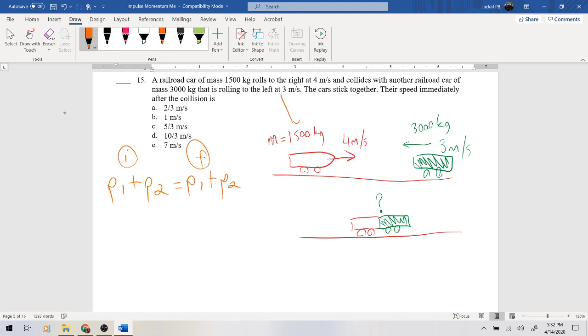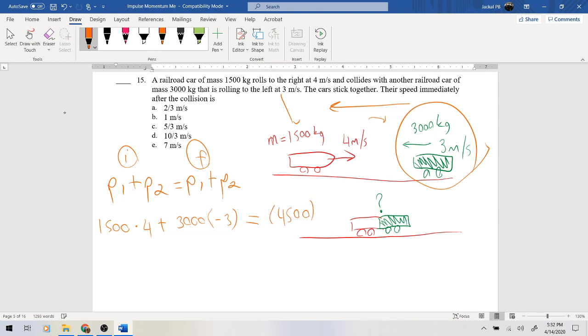So the initial momentum is 1,500 times 4 plus 3,000 times, and this is the key part, -3, because this object is not going right, it's going left, and momentum is a vector quantity, so you need to be careful with the direction and sign. And at the end, they stick together, so we are talking about a 4,500 kilogram system, and we don't know the speed of that. So initially, we have 6,000 minus 9,000 equals 4,500 V final.